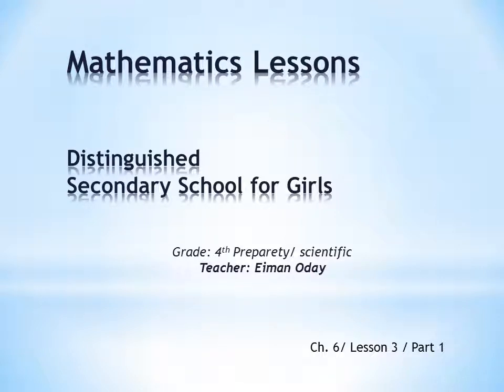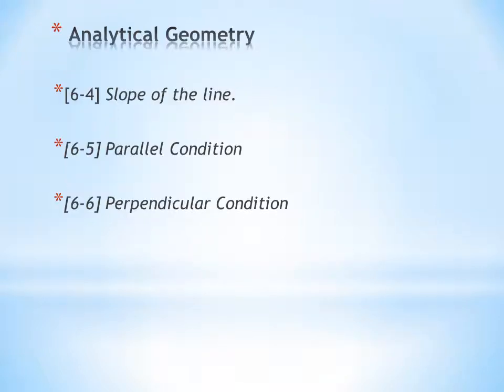Chapter 6, Lesson 3, Part 1. In this lesson we have three concepts. First one, slope of the line. Second one, parallel condition, which depends on the slope. Third one, perpendicular condition, which also depends on the slope.